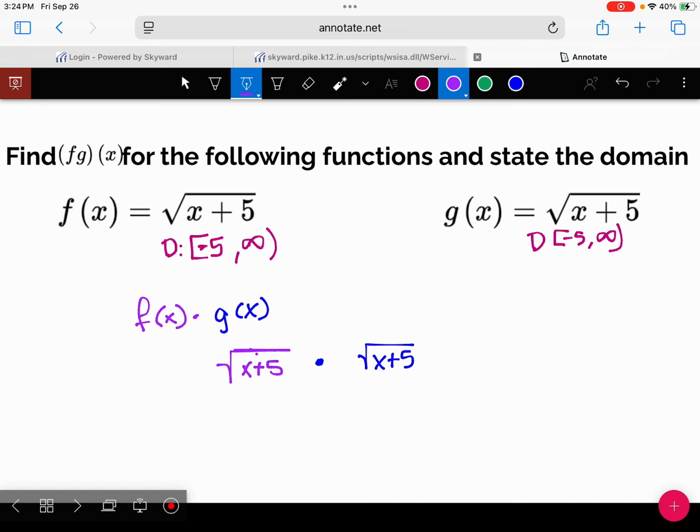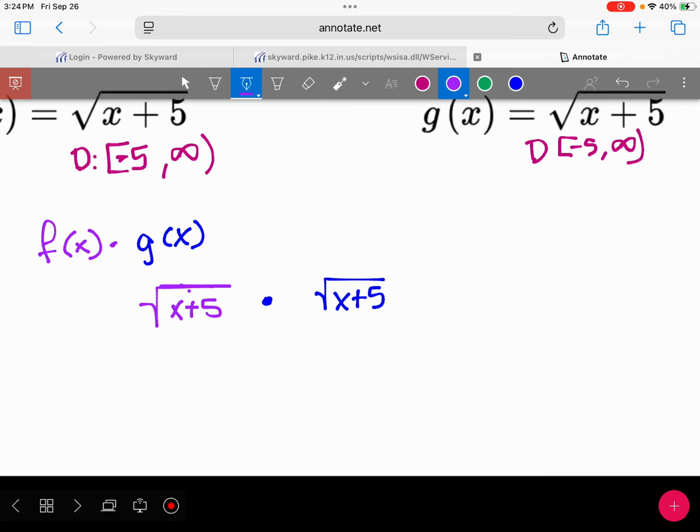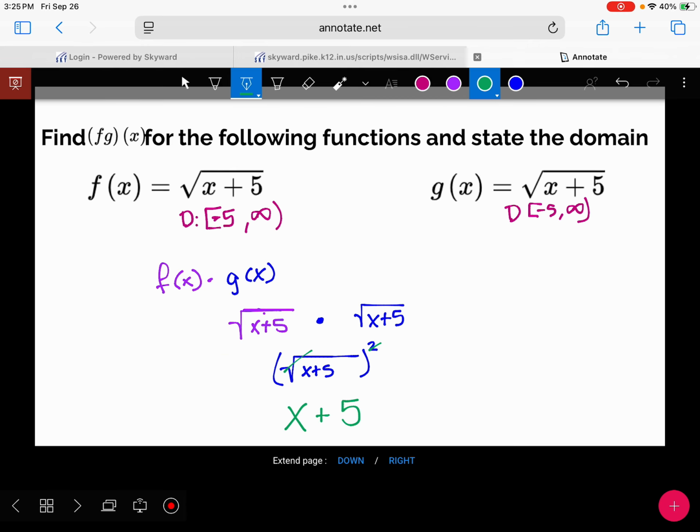Well, they're both square roots, and in fact, they are also identical, so this is really the same thing as our square root of x plus 5 being squared. Well, then the square root and the square cancels out, so what we actually have here, when we multiply our f times our g, this simplifies down to be just x plus 5. Which we would expect.